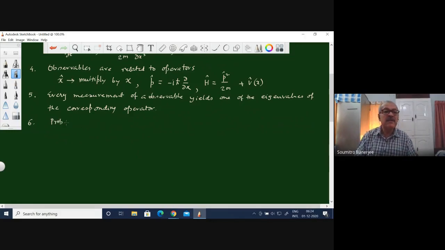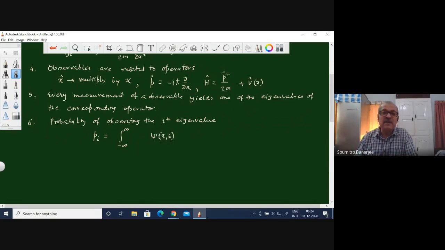And the probability of observing the ith eigenvalue, I'll call it p_i, is equal to the integral from minus infinity to infinity. Now, here is the issue. I have say the psi function psi of x and t.